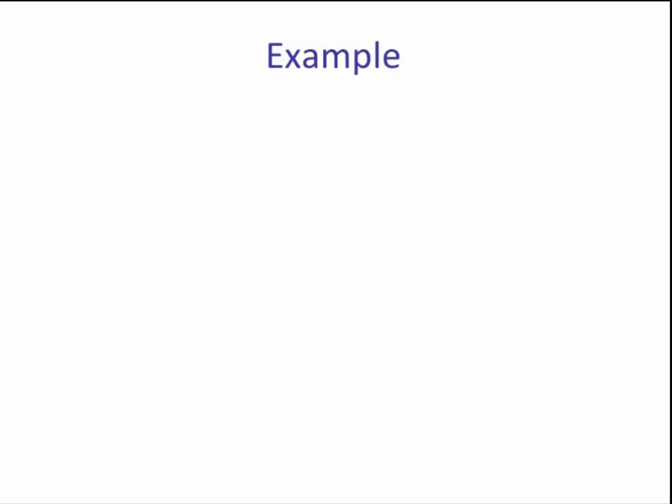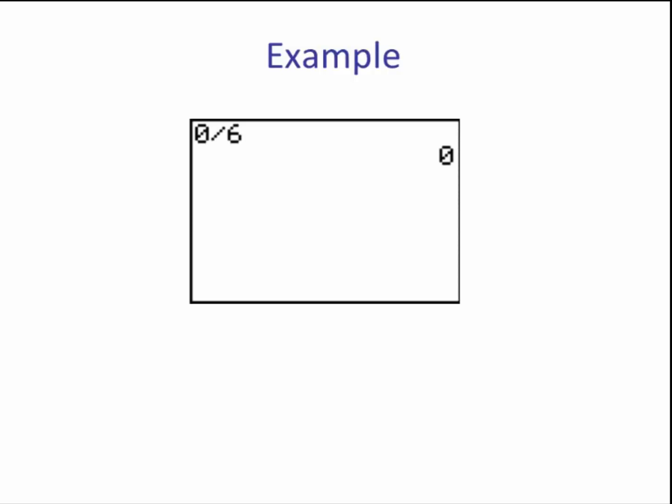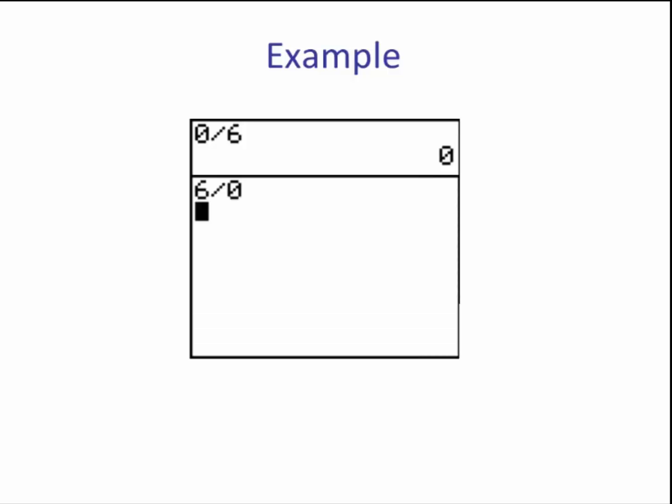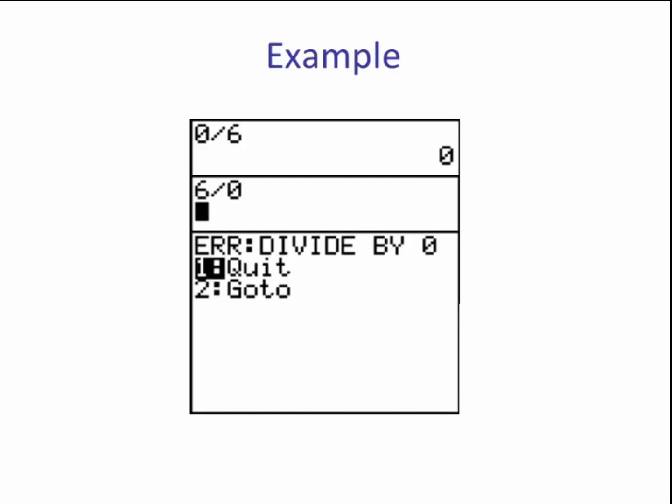Let's do an example. If I take 0 divided by 6, the result is 0. It's a real number. If I take 6 and divide it by 0, the calculator states that there's an error because this is undefined. It is not a real number.